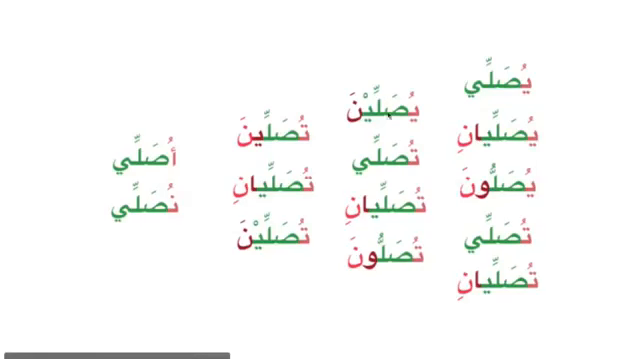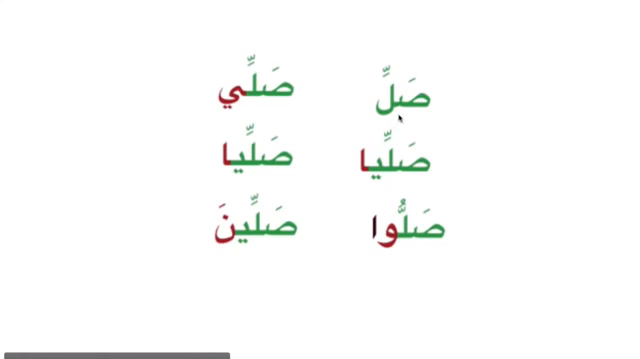Tusalli, tusalliyani, yusallina, tusalli, tusalliyani. Tusalluna, tusallina, tusalliyani and tusallina. Ana usalli, nahnu nusalli. So how do we make amr? It will be salli. Because you make amr by hazfi harfi illa. So you remove the lam kalima. So salli. Allahumma salli ala. So that is salli.